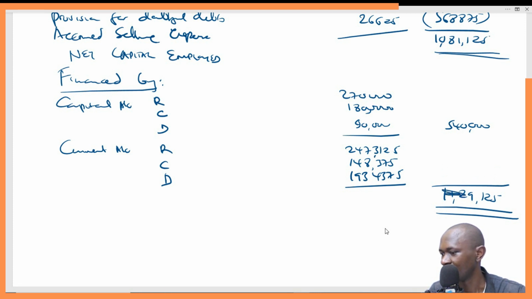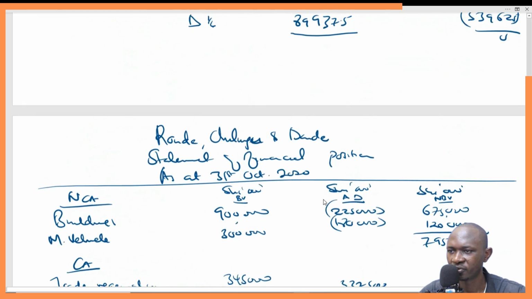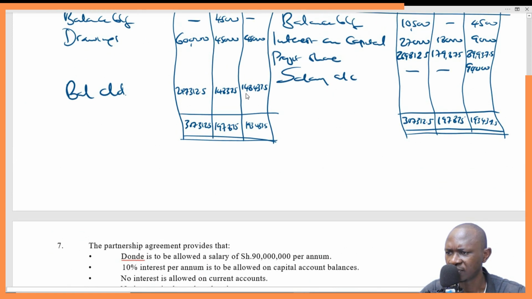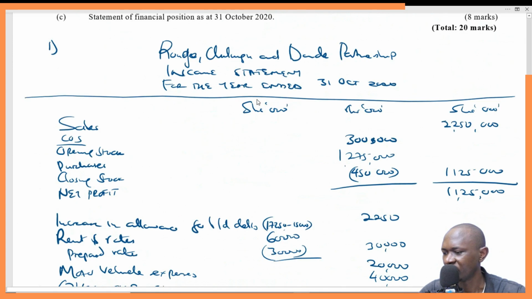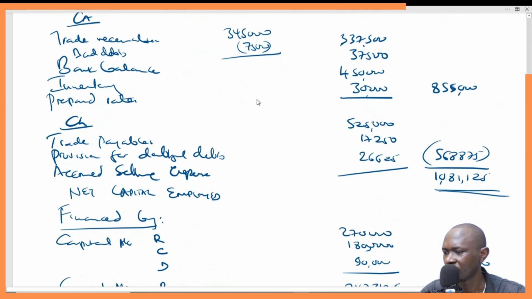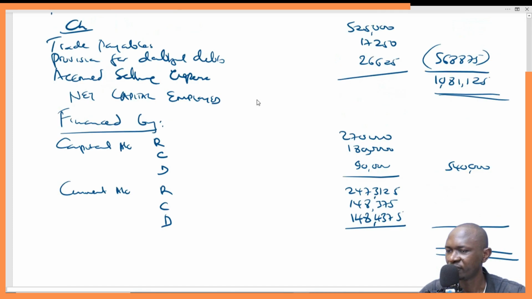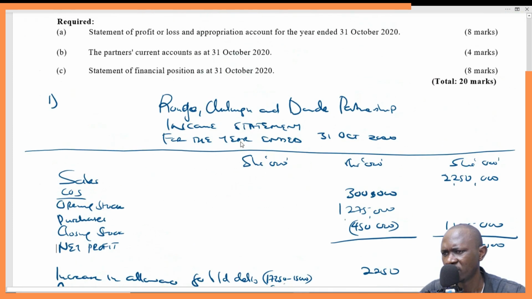So you need not be sorry, because you need to learn also from these mistakes so that you don't make mistakes. You can see for D we captured the wrong figure. The figure that we are supposed to capture for D is 148,437.5. How come they are the same? Well, they are not the same. 148,437.5.